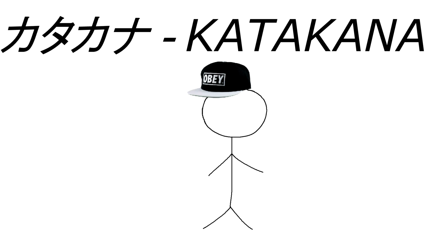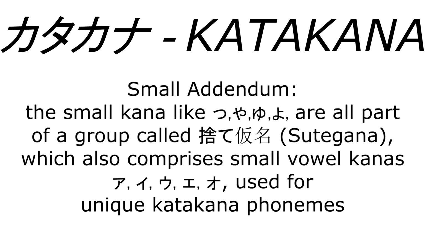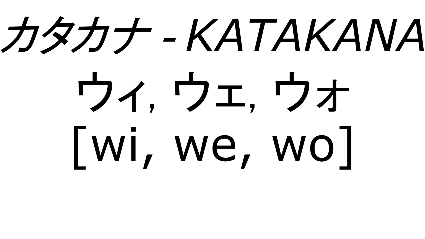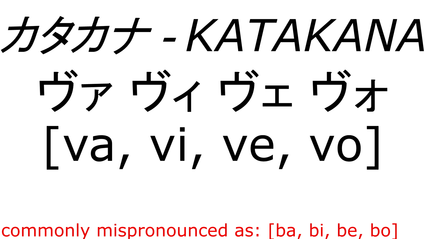Since one of katakana's uses is to transliterate foreign words, there's a plethora of phonemes and more unique to it. Because these sounds are foreign to Japanese phonology, most of them are not pronounced correctly. U plus I, E, O, Hiragana are pronounced wi, we, and wo. U with a Dakuon is pronounced v. U with a Dakuon plus a, I, E, O, Hiragana are pronounced va, vi, ve, vo.